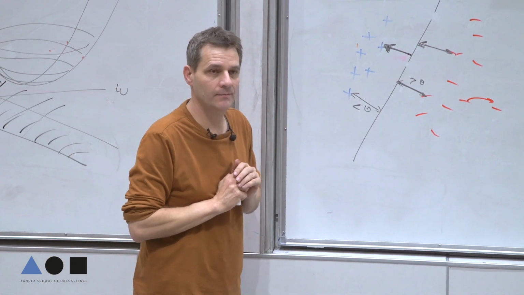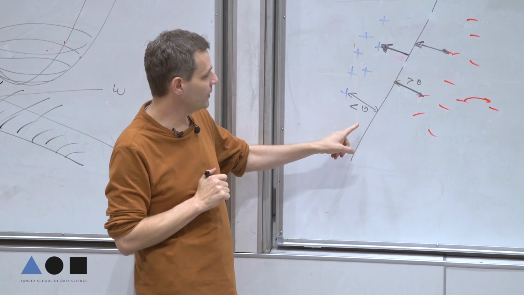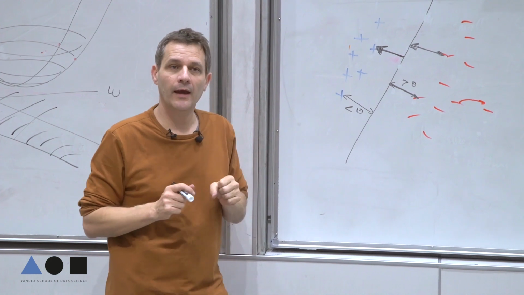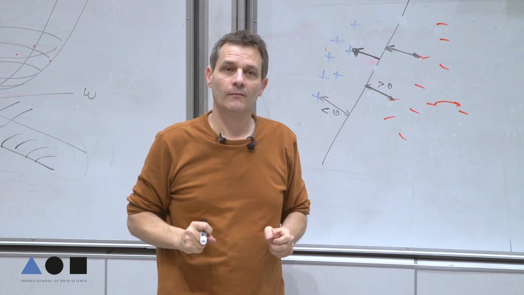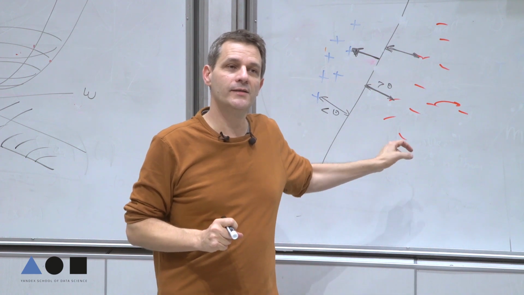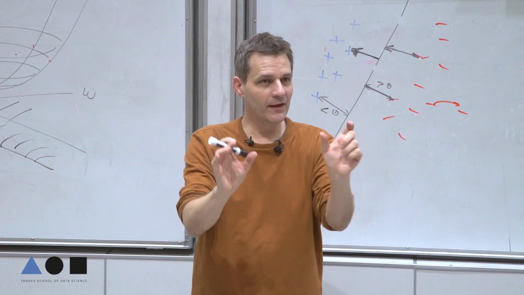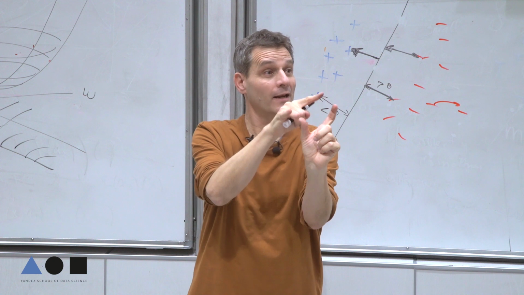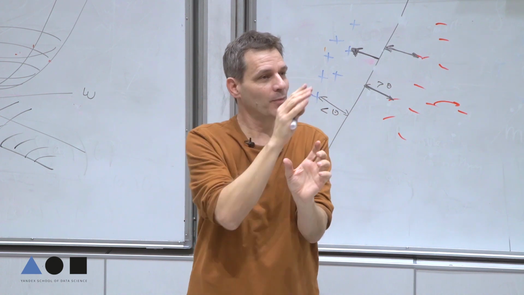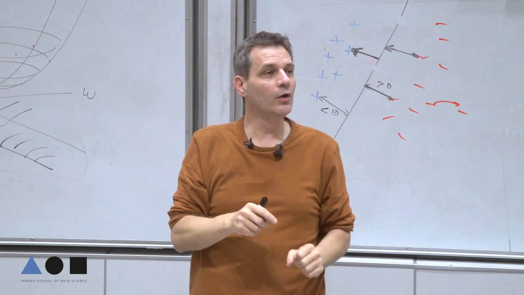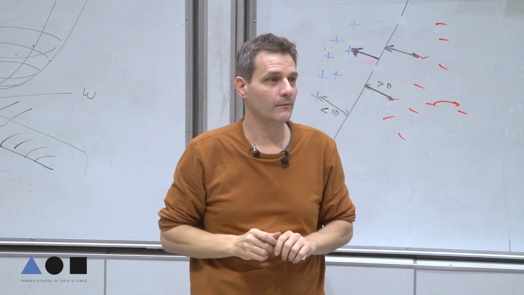You could say, I'm going to fix the scale of w, and then I want to make the margin as large as possible. In a way, what we do here is different. We say we're going to zoom in or zoom out until the margin is a distance of 1. And among all of the hyperplanes where the margin is 1, we're going to look for the separating hyperplane whose norm is the smallest.